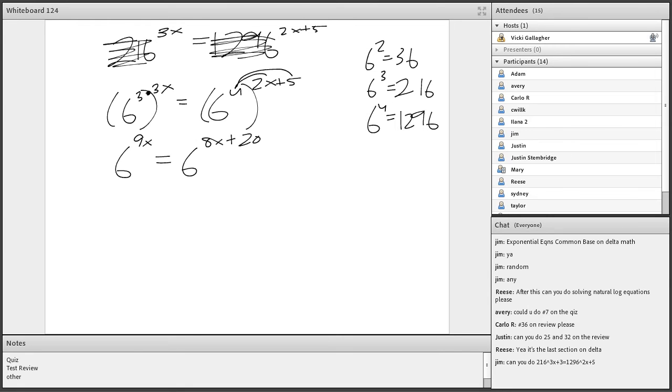And now that we have both of these as the number 6, I can cancel out the 6's, and I get 9x equals 8x plus 20, and then I would minus the 8x, and I get x equals 20 for that one. So hopefully that's right.